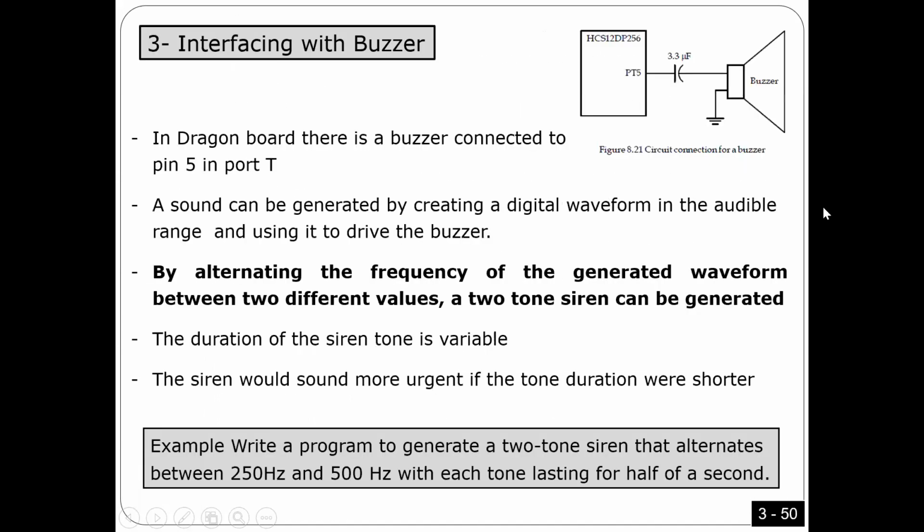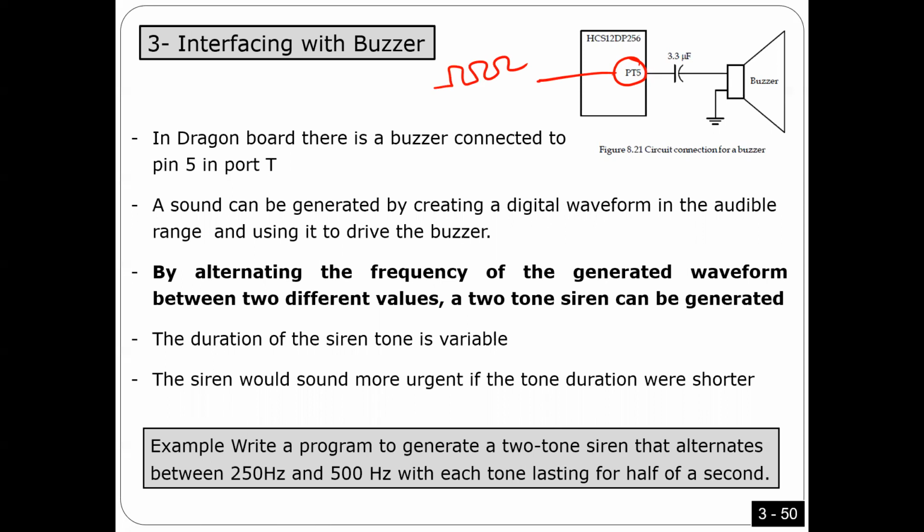Anyway, let's see the buzzer. As you see in this figure, the buzzer is connected to only one pin, which is PT5. PT5 means port T, pin number 5. So how can I make a sound using this buzzer? Very simple. All you have to do is generate a square wave on this pin. That's it? Yes, that's it.